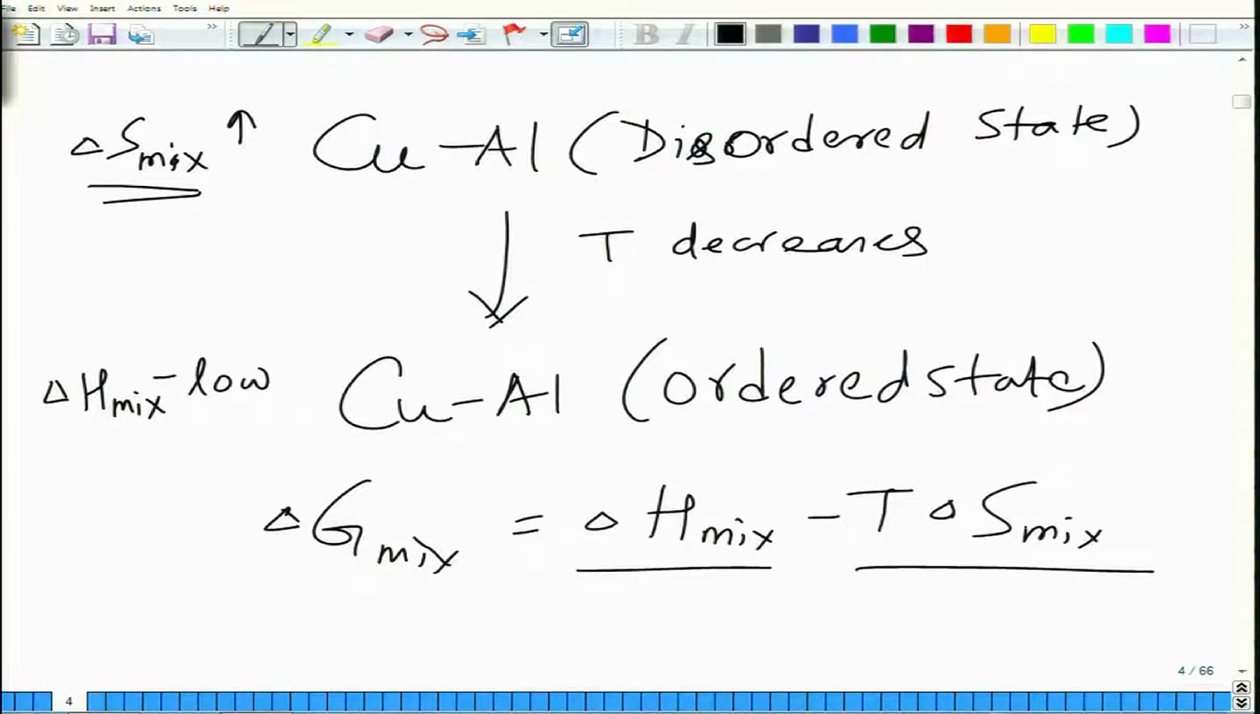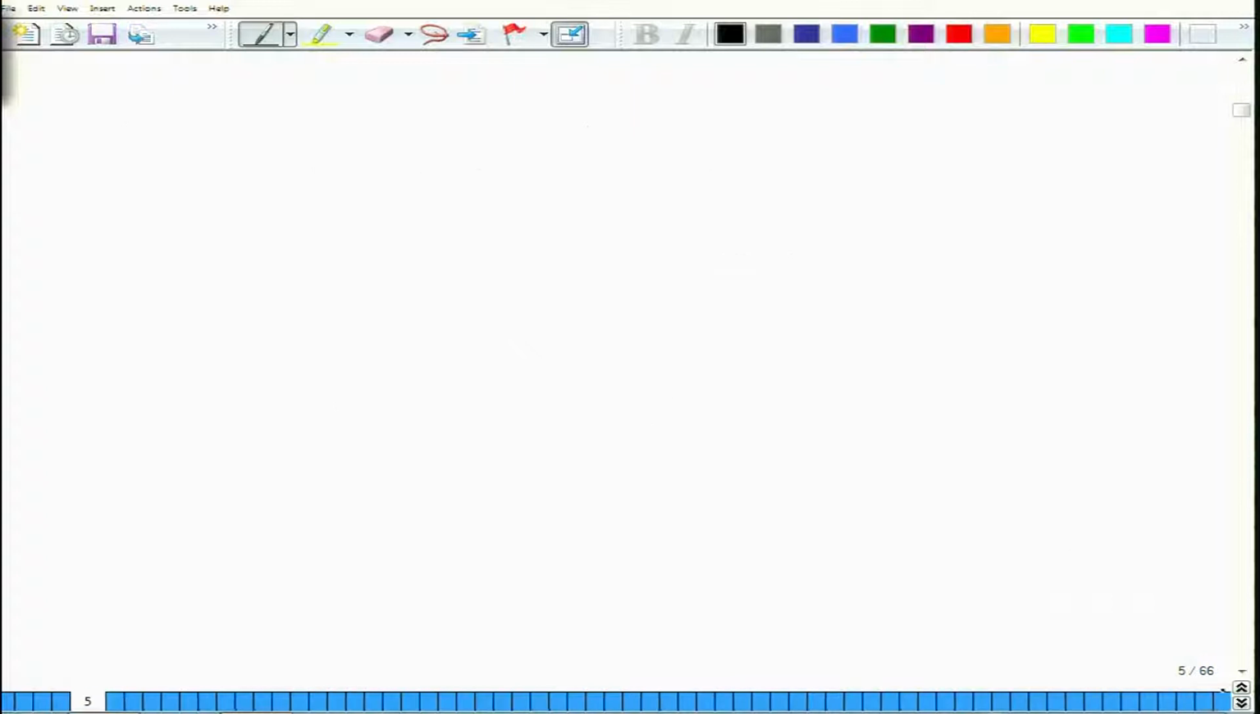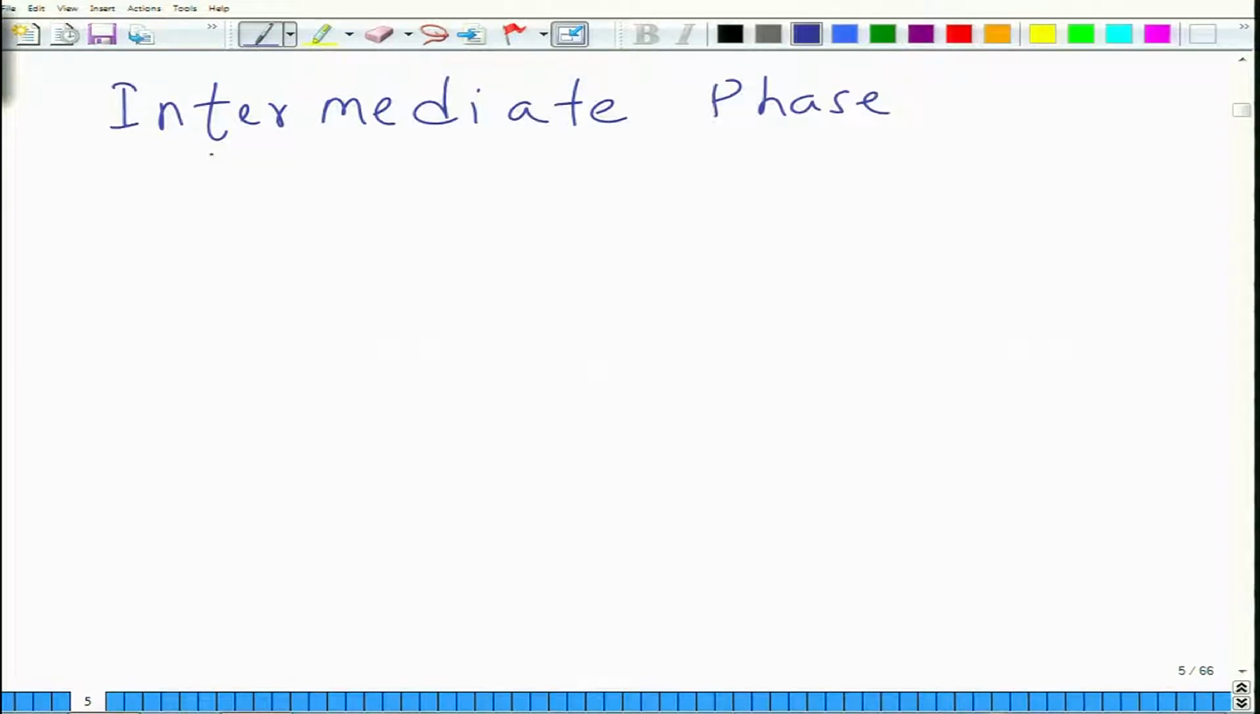So this is what happens in the case of real solutions. You can have complete ordering, you can have incomplete ordering, you can have partial ordering. Now let us begin this lecture with a discussion on what these other phases are. So let us first begin by defining an intermediate phase.